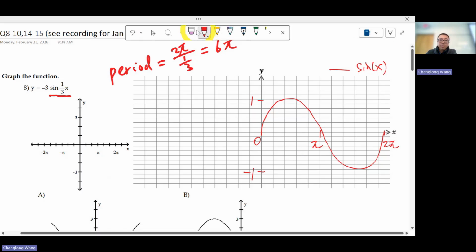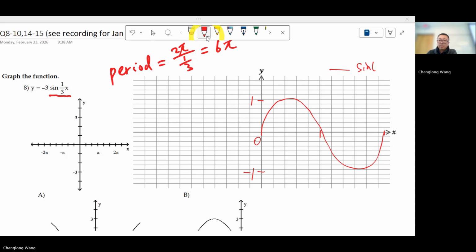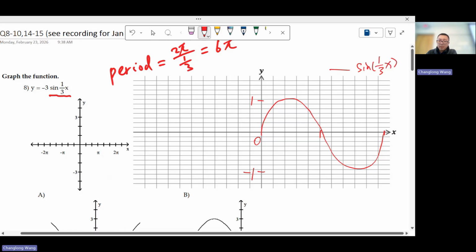What you could do is, since you already know what the sine looks like, and you know that the period has to be 6 pi, right? Why would I label the scale like that? Now, if I were to graph sine of 1/3 of x, how much should I label this point?